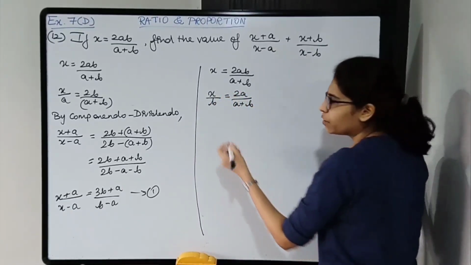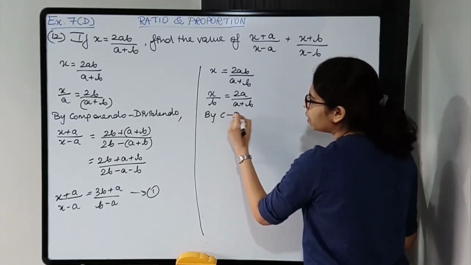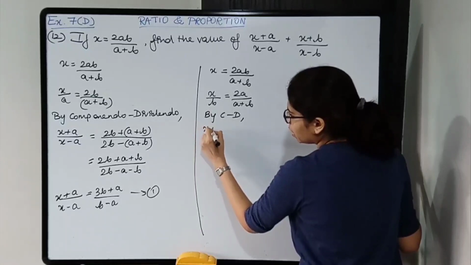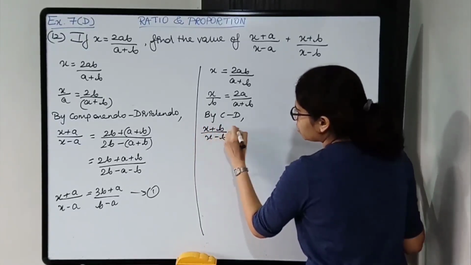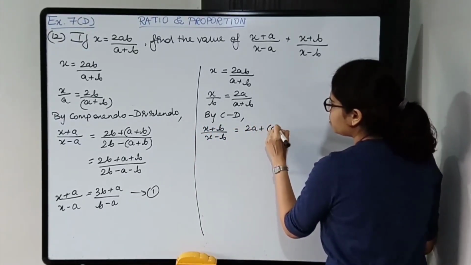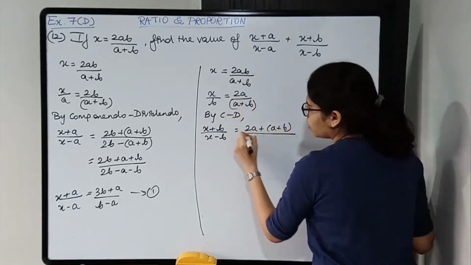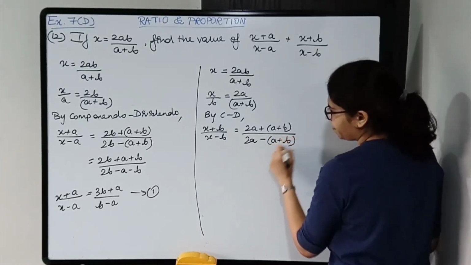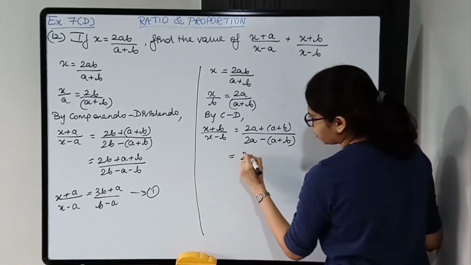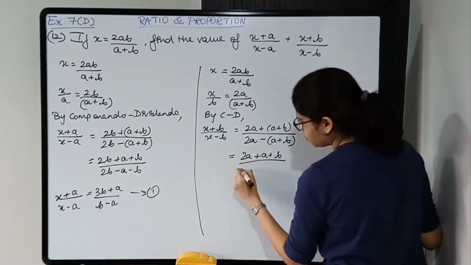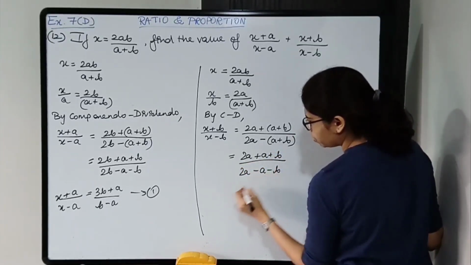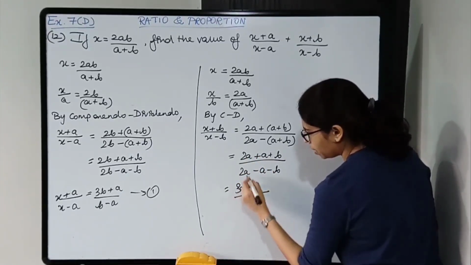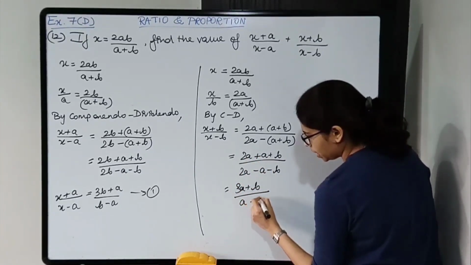Now apply componendo dividendo. I'm not writing the entire thing here, but you have to write down the entire thing. x plus b upon x minus b is equal to 2a plus b upon 2a minus a plus b. So opening the brackets, signs will change over here. 2a plus a, 3a plus b, and 2a minus a minus b.